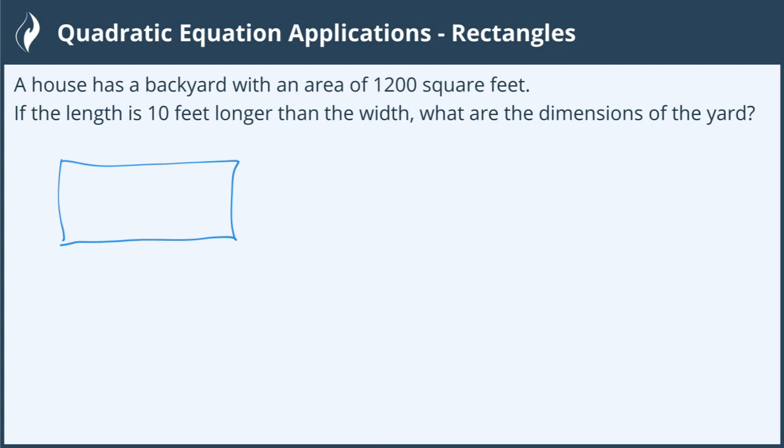It says the length is 10 feet longer than the width. We don't know either one, so let's call the width x. And then if the length is 10 feet longer than that, that would be x plus 10. Okay, so we've got our diagram.